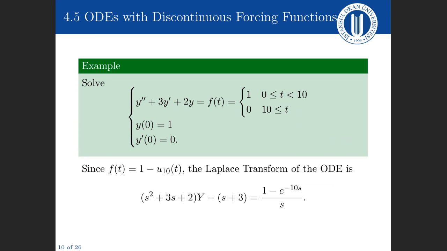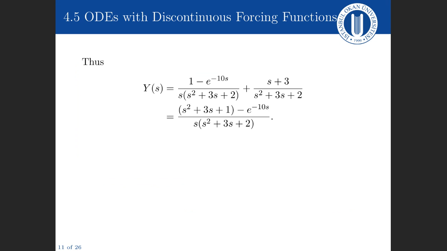Because our function is 1 minus u10, we can use the Laplace transform to find that s squared plus 3s plus 2 capital Y minus s plus 3 is equal to 1 minus e to the power minus 10s divided by s, which I will leave for you to check. We can rearrange this to find a formula for capital Y. And then we want to find the inverse Laplace transform of this function. What we're going to do is split this up into some easier functions.